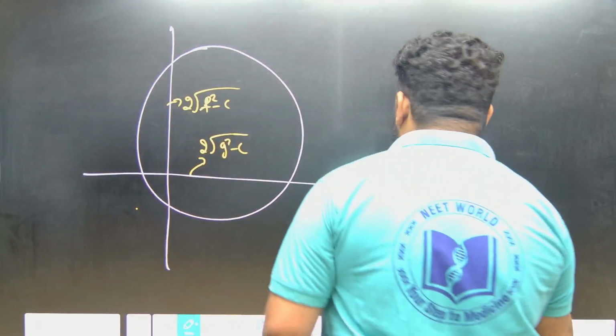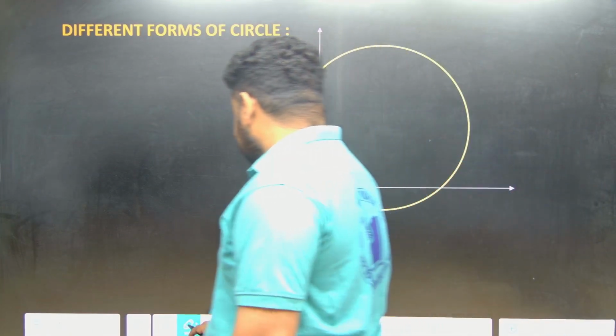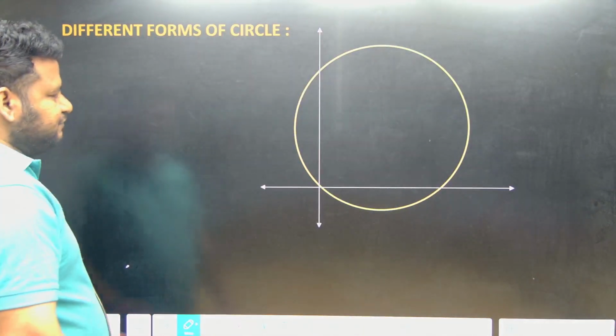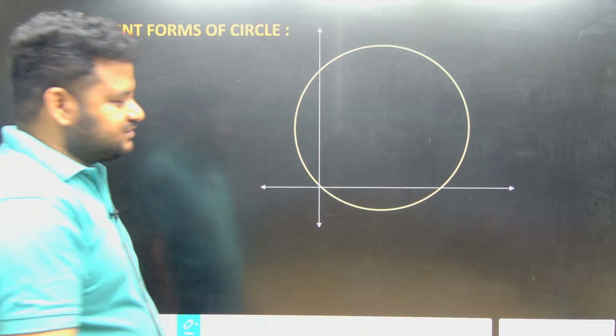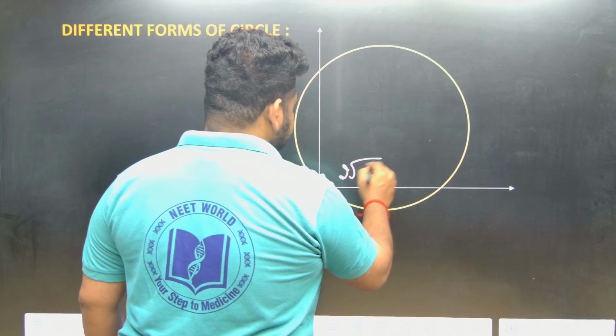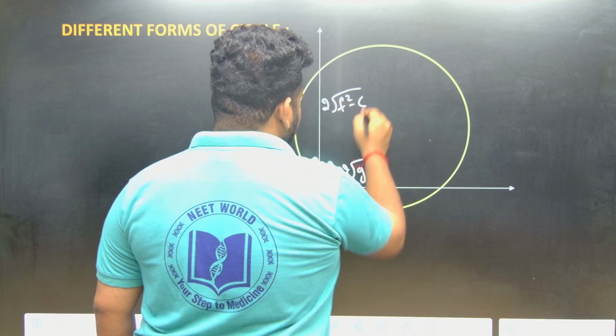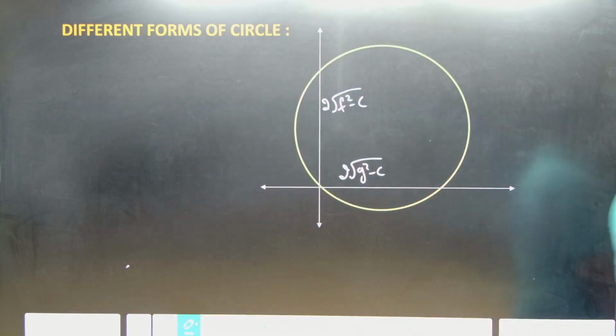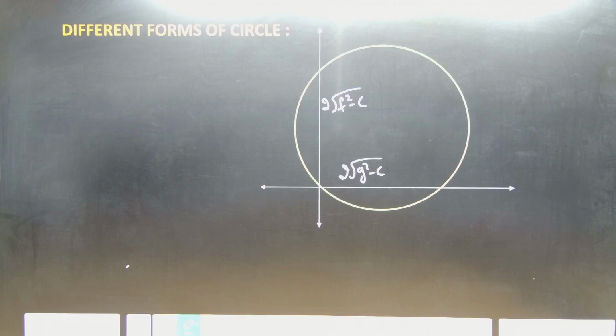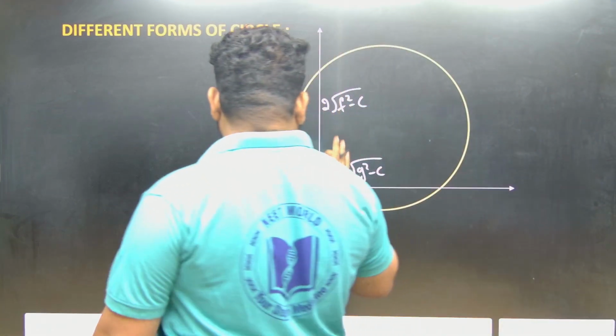Next, we will be studying the different forms of the circle. The first thing is the intercept form itself, which I already discussed: this will become 2 times square root of g square minus c, and this will be 2 times square root of f square minus c. Please make a note of it. So when we talk about the different forms of the circle, the first thing we have is the intercepts. And one more thing, suppose these intercepts are fine.